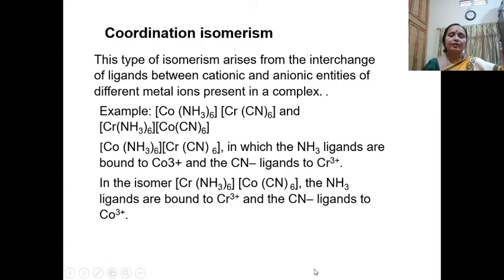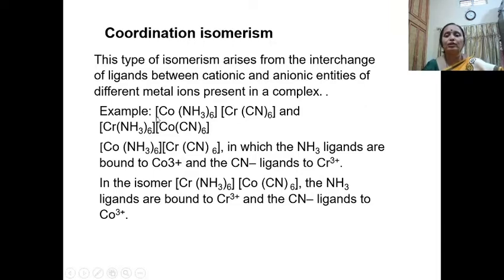In coordination isomerism, this type of isomerism arises from the interchange of ligands between cationic and anionic entities. When there is an interchange of ligands between the cationic and the anionic entities of different metal ions in the complex, then coordination isomerism is exhibited.